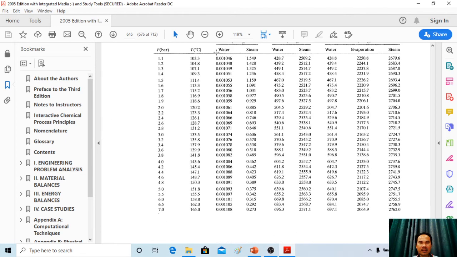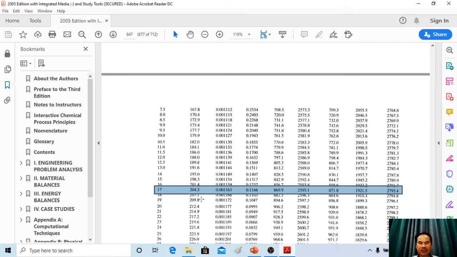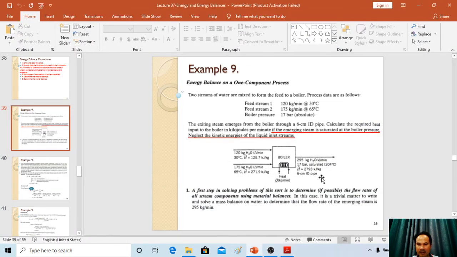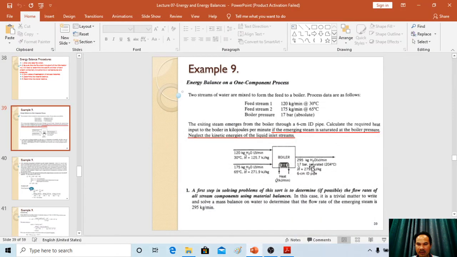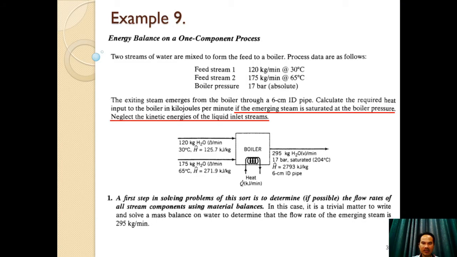At 17 bar, the temperature is 204.3 degrees Celsius, and the liquid enthalpy is 871.8. And this is for vapor. That's right, the product is vapor. The input is liquid, but the product is vapor, so you have to read from the vapor. This is the vapor phase, this is the liquid phase. That's why the vapor enthalpy is 2793.4.